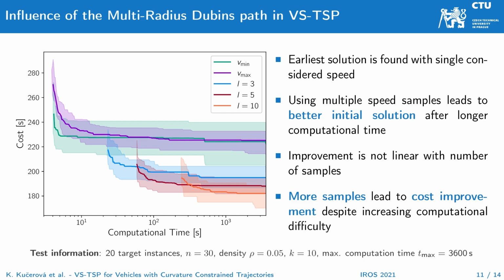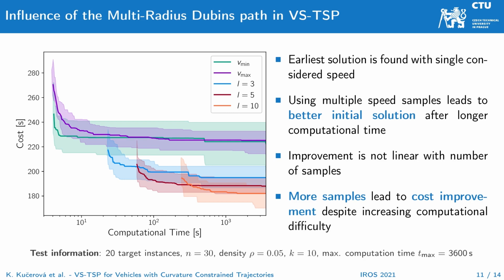speed. The initial solution is not improved linearly with the number of samples, as it can be seen on the improvement between 3 to 5 versus 5 to 10 speed samples. The results, however, improve for an increasing number of samples despite adding the computational complexity. This is important as the larger number of samples results in a solution that is closer to the optimum.